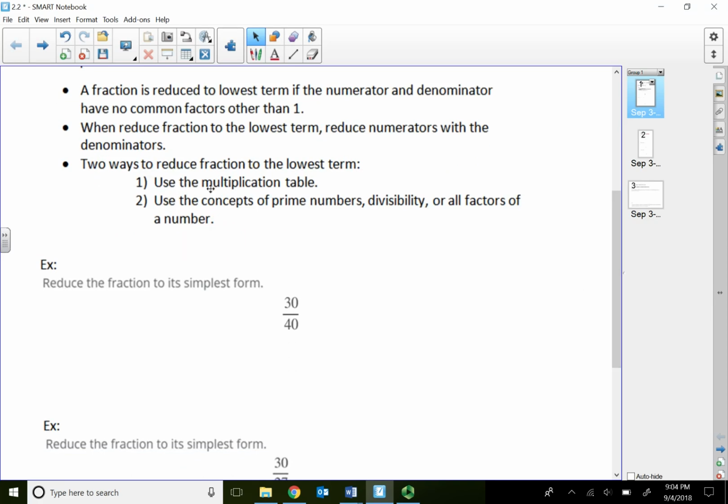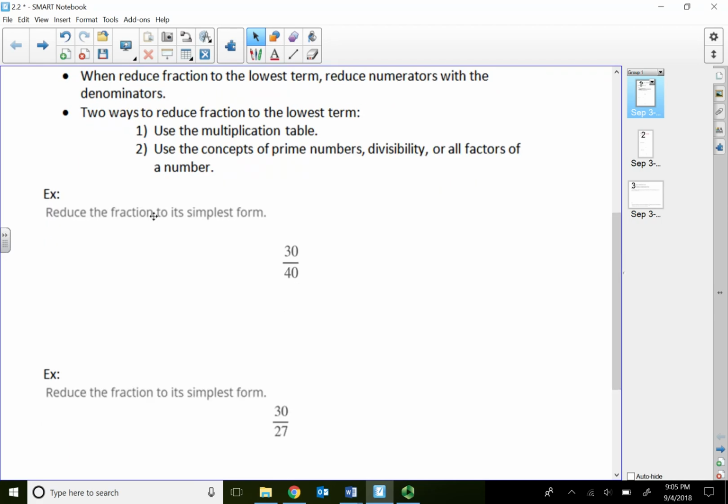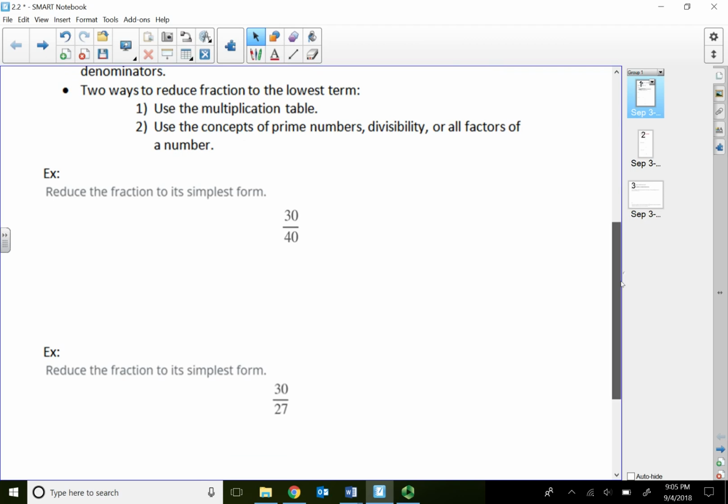Number one, use your multiplication table. Make sure you recognize the numbers on the multiplication table. If you run into a number you don't recognize or that is not on the multiplication table, you can use the concept of prime numbers, divisibility, or finding all factors of a number to help you reduce the fraction. But more importantly, always try to recognize the numbers that are on the multiplication table.